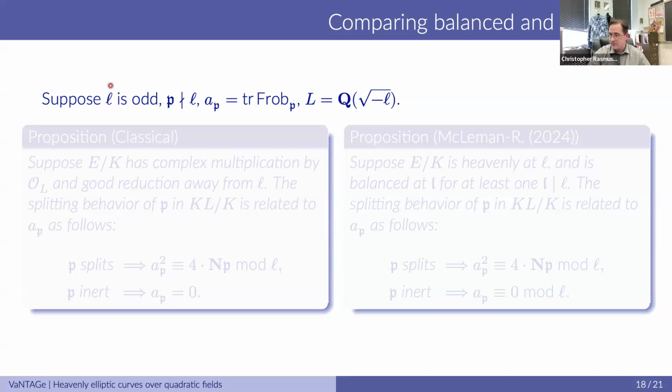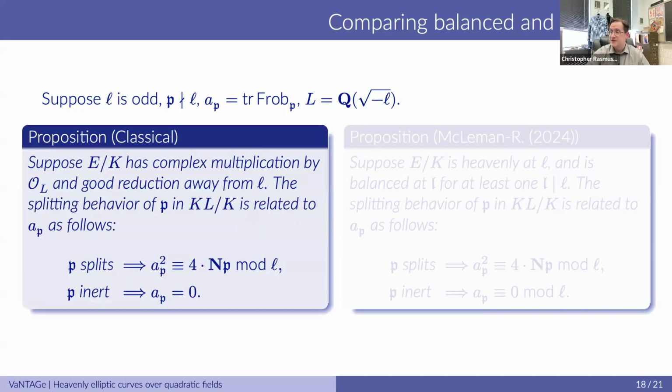I'm going to take an odd prime L, take a prime P of K that doesn't divide L, and I'm going to look at the Frobenius of that prime and consider its trace AP. And for simplicity, let me fix a field K to be Q(√−L). The results that are known both classically and for us are slightly more general, but for simplicity, let's just take this case. And we have the following phenomenon.